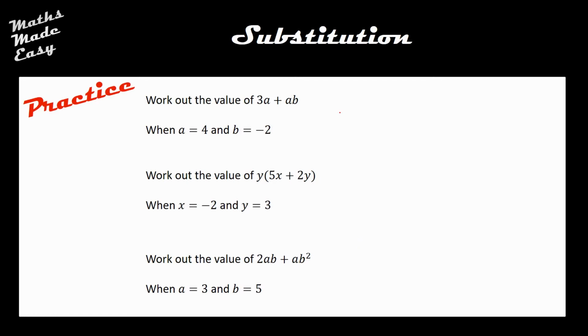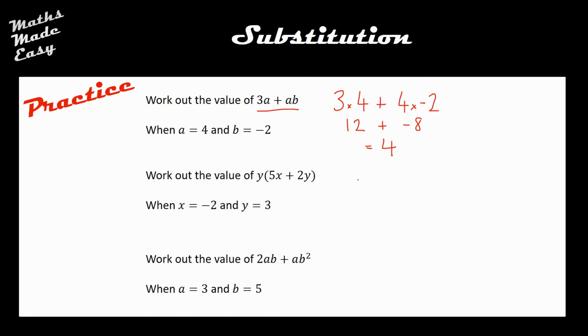Okay, let's have a look at these. So in this first one, I can see that this is the same formula we had before, but actually the substituted values are different. So it's going to be 3 times 4 plus a, which is 4, times b, which is negative 2. So I'm going to have to be a little bit careful with that. 3 times 4 is 12, plus 8 times negative 2, which is negative 8, and 12 plus negative 8 equals 4.